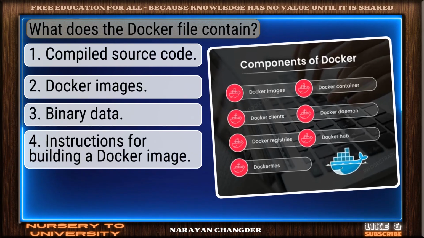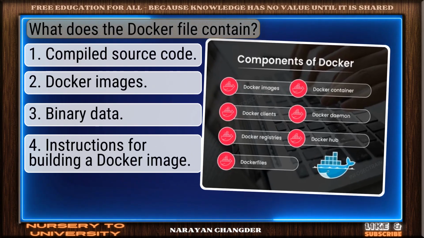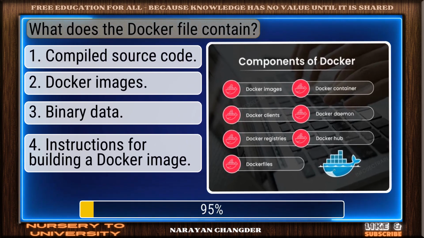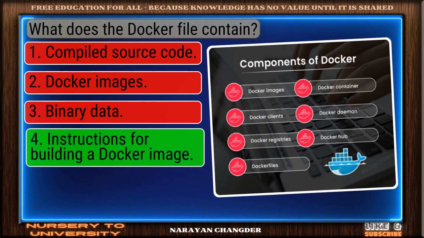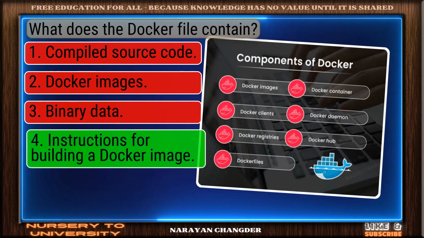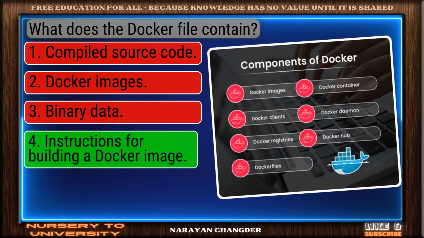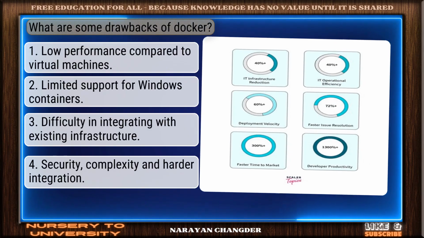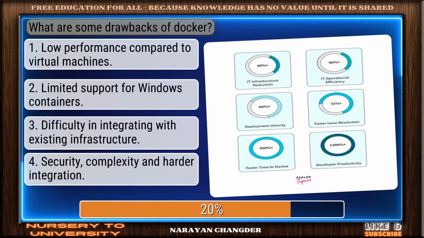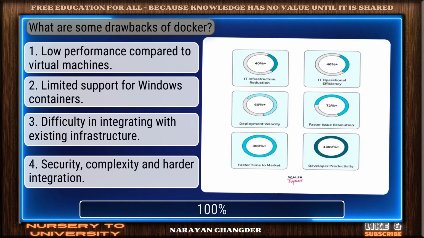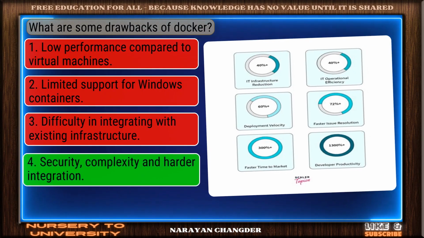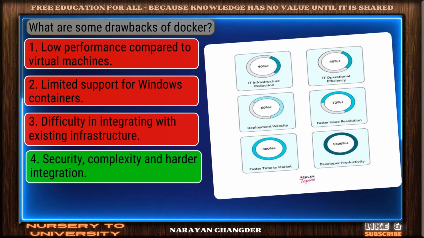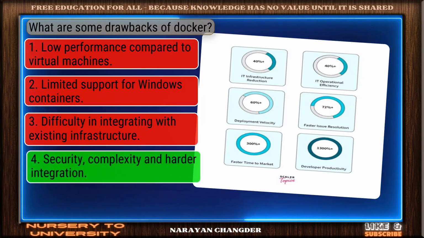Question number 25. What does the Dockerfile contain? You chose instructions for building a Docker image, and it is correct. Question number 26. What are some drawbacks of Docker? Clear logic. Your choice, security, complexity, and harder integration, is sound and 100% true.